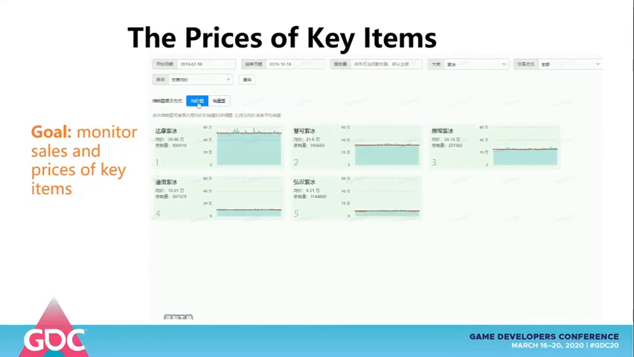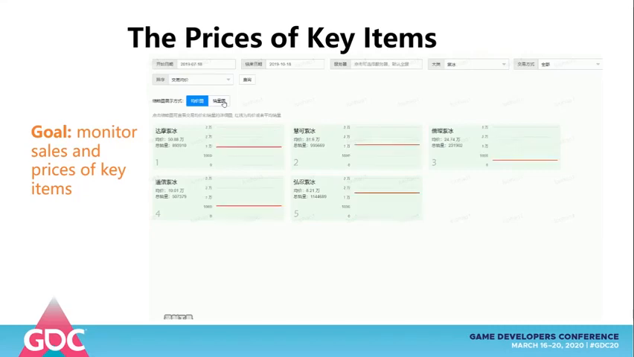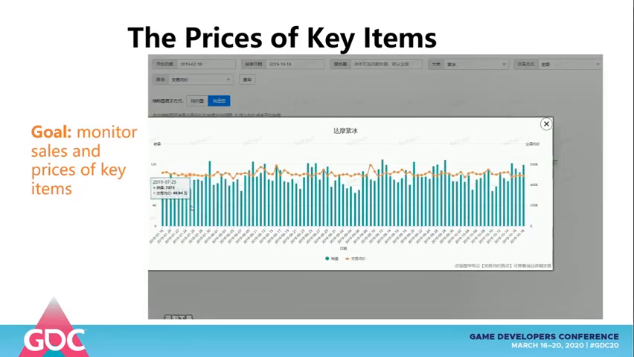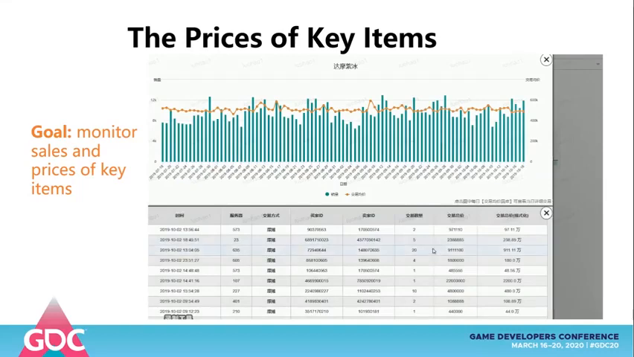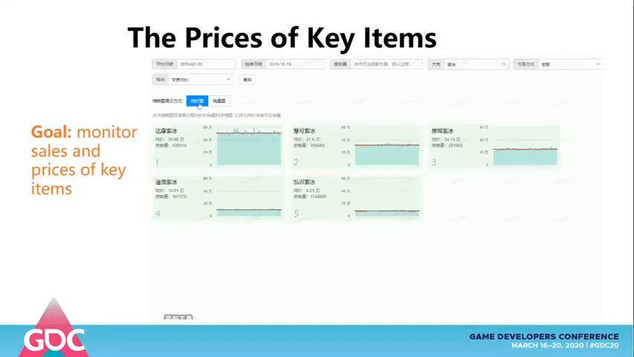Therefore, we are monitoring the prices of key items to prevent them from rising and making players feel inflation. Our game consumption index is made up of a series of key items. Here we can see that red represents the average price of the items, green represents the transaction price fluctuation, and the numbers show the sales volume. Click on the small chart to see the details of daily transactions.